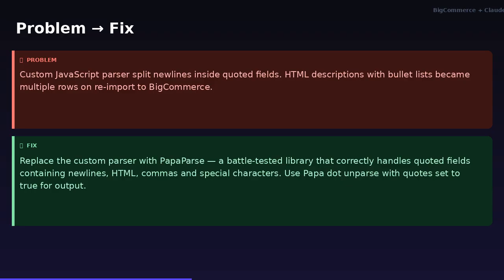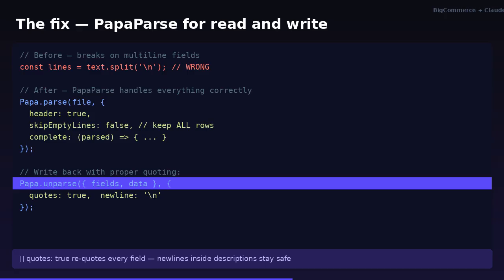The fix is 2 lines of difference. Import PapaParse instead of the custom parser, and use papa.parse with quotes set to true when writing the output. This array quotes every single field, so new lines inside HTML descriptions are safely enclosed in double quotes and BigCommerce imports them as one cell.